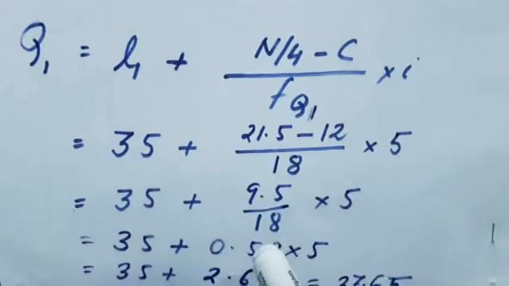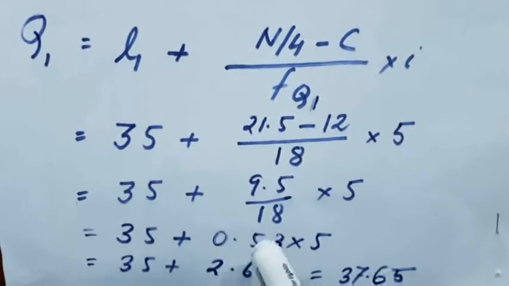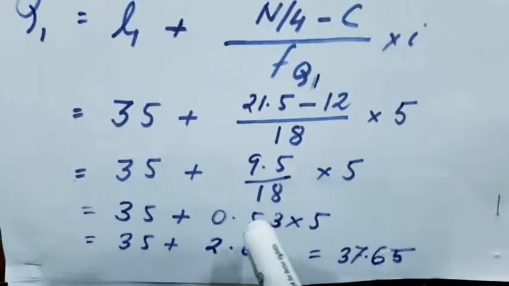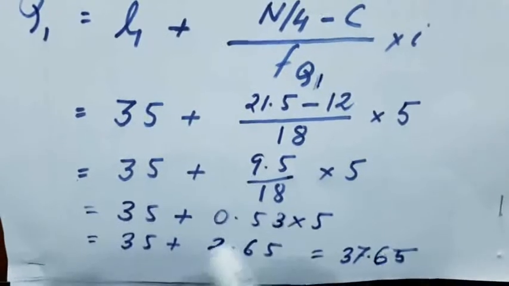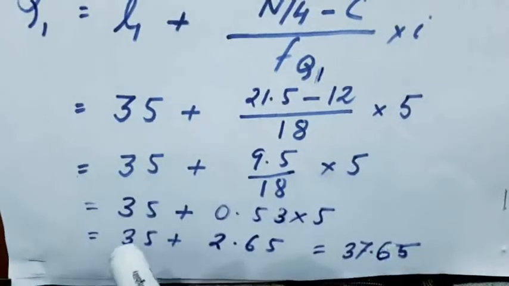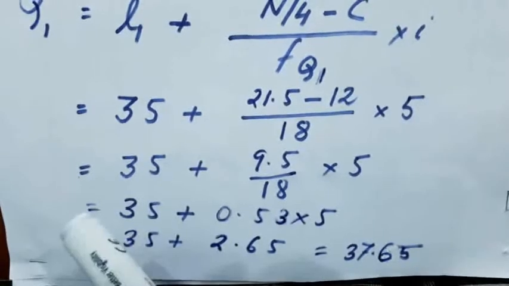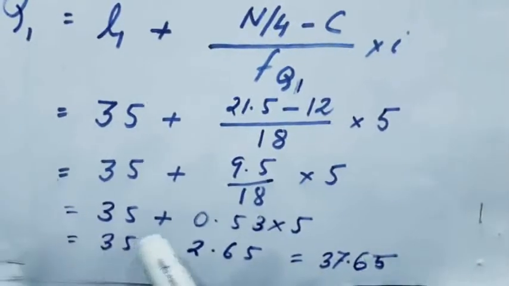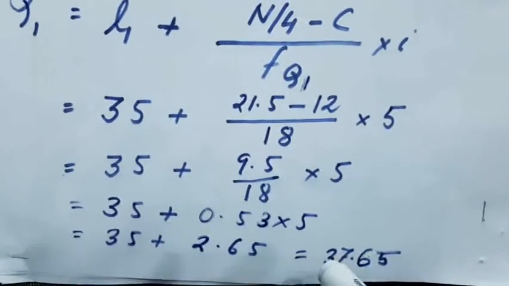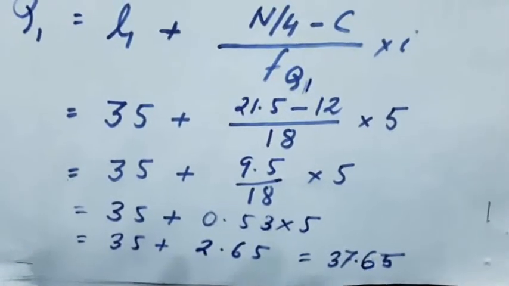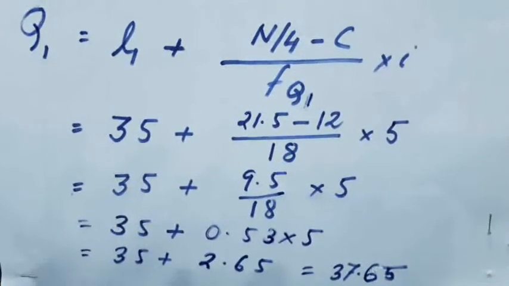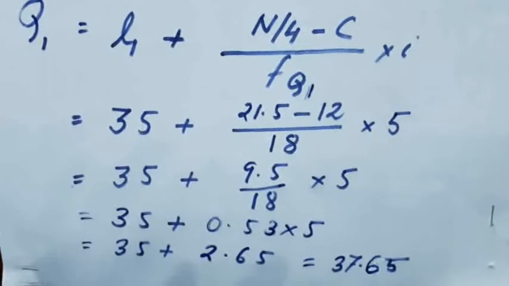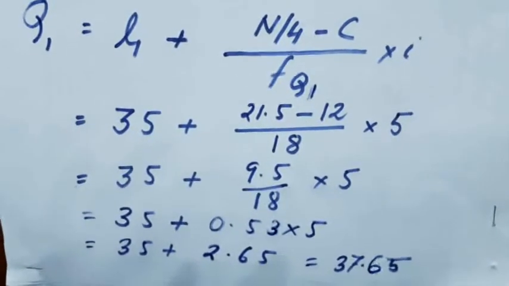Calculating this, you will get 0.53 into 5. By multiplying, 0.53 into 5 is 2.65. So then Q1, the first quartile, is 35 plus 2.65 equals 37.65. This is the first quartile. In this way we can calculate the first quartile.